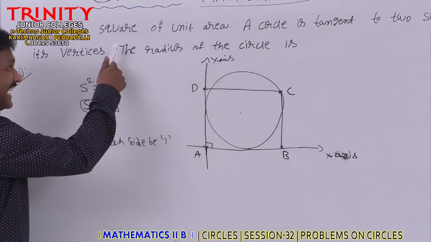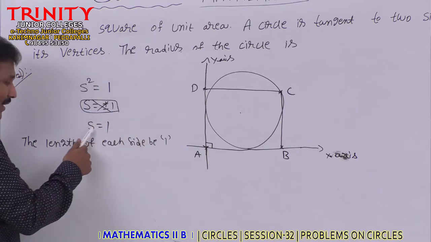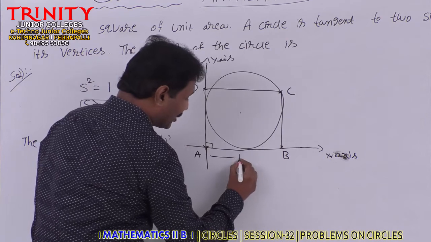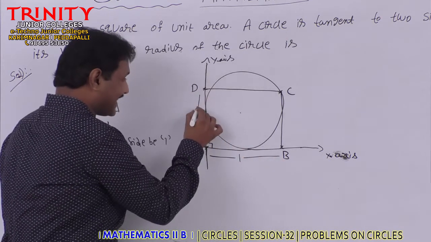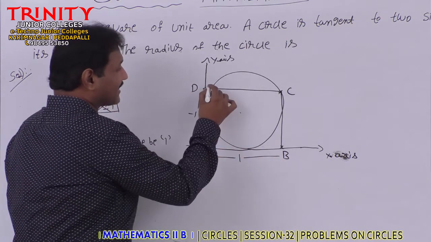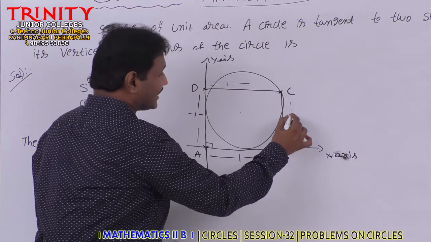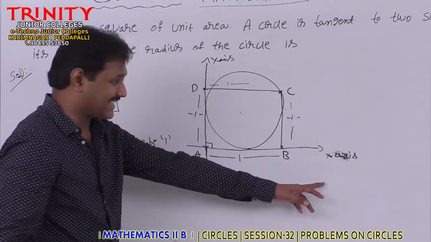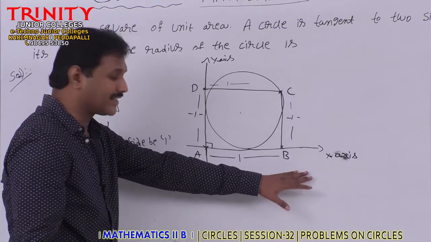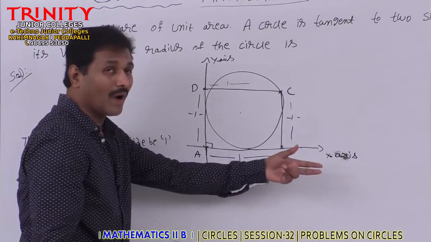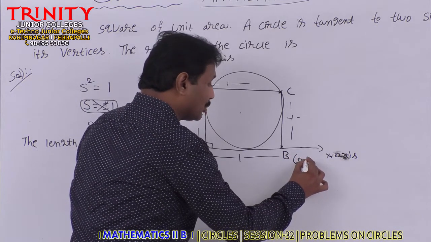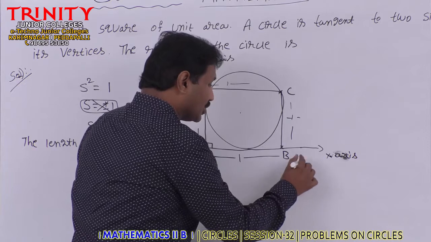We know that the length of the side of the square is 1 unit. Therefore, this length is 1 unit, and also this length is 1 unit, and this length is 1 unit. The point B lies on the x-axis. We know that any point on the x-axis has y-coordinate 0. Therefore, the coordinates of point B are (1, 0).